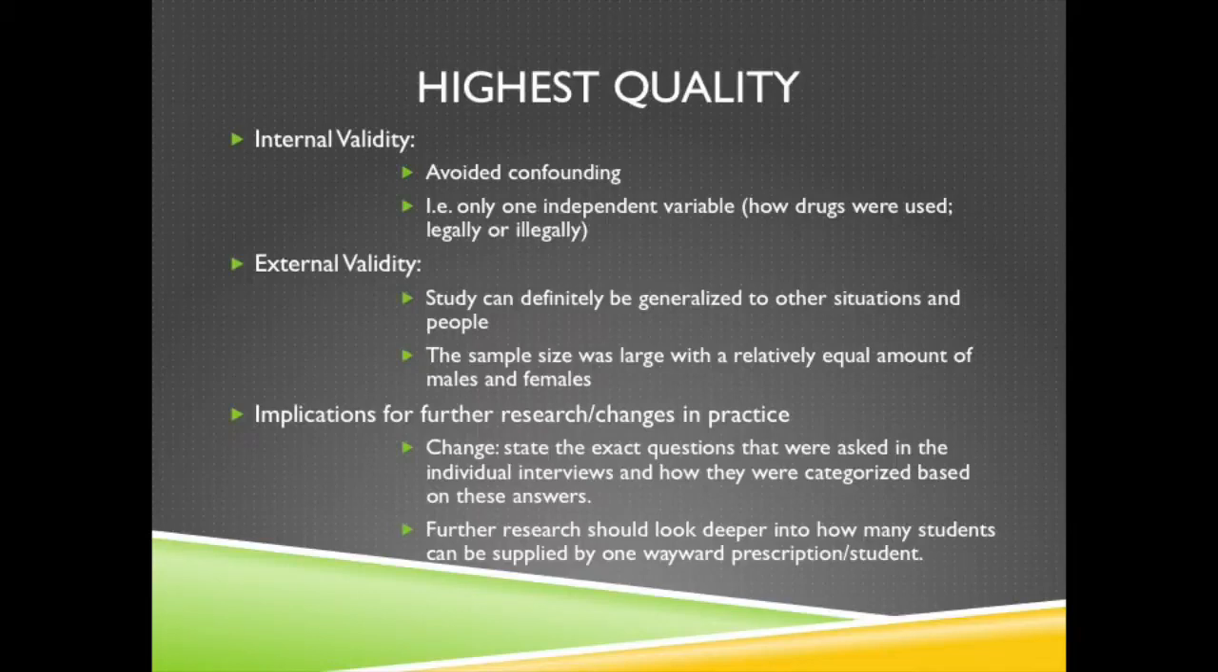In the highest quality study, we can see that they definitely avoided confounding and only had one independent variable, which was whether the drugs were used legally or illegally. This means that the internal validity is high. This study can also be generalized to other situations and people. The sample size was large and included a relatively equal amount of males and females. These facts mean that the external validity is also high.